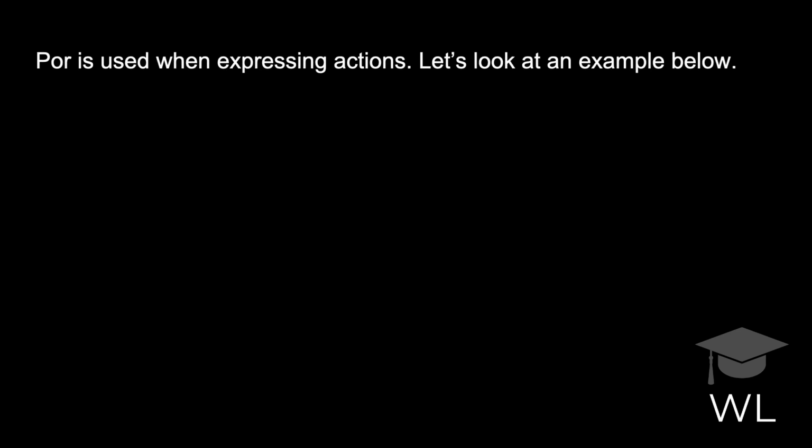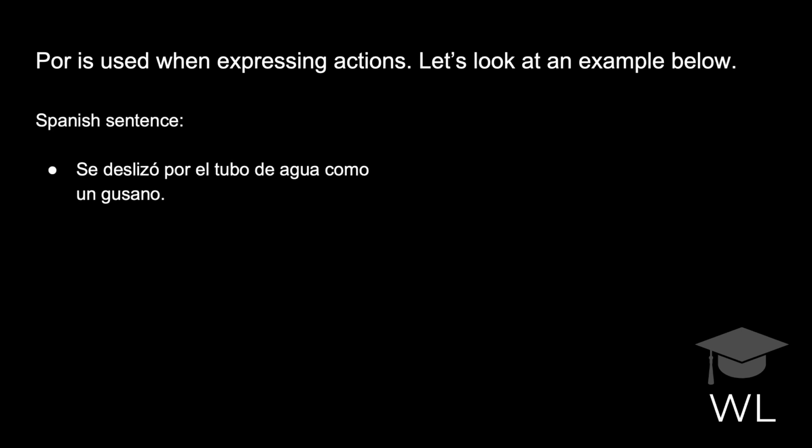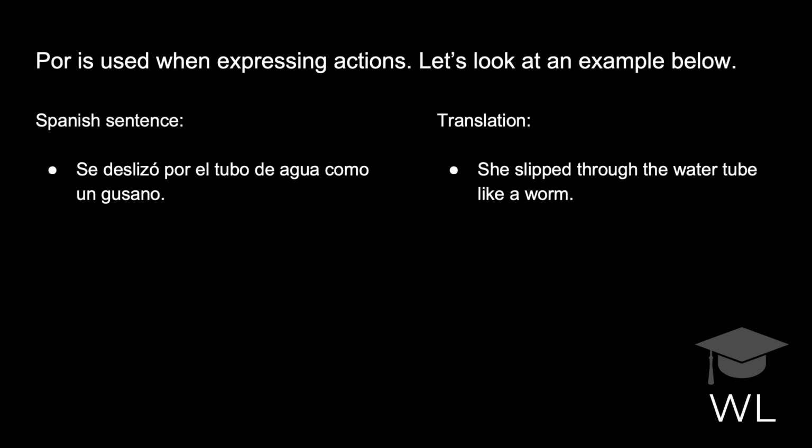Por is used when expressing actions. Let's take a look at an example below. Se deslizó por el tubo de agua como un gusano. She slipped through the water tube like a worm.